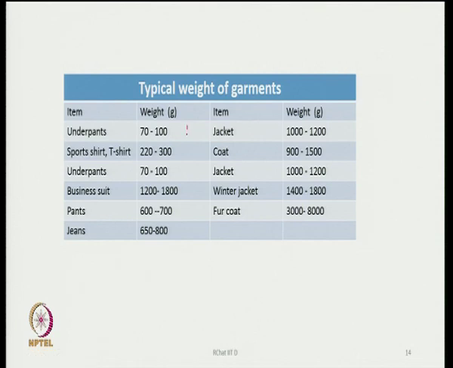Here some typical weights of garments are also given. You see, there are certain garments where the weight is much less: underpants, sports shirt, t-shirt, they are a very, very low value. Whereas a business suit is quite thick, a typical trouser is 600 to 700 gram, jeans could be 650 to 800 gram, a fur coat is very heavy, almost 3 to 8 kg. So, this gives you a typical weight understanding, and while designing them, the fit requirement will be different. That is what we should know, and this is just to give an idea of the typical weights of certain garments.